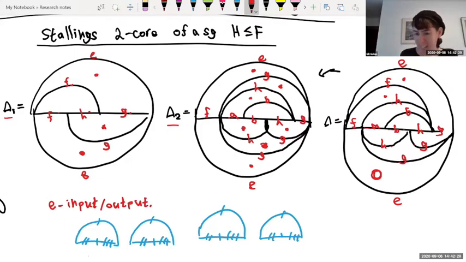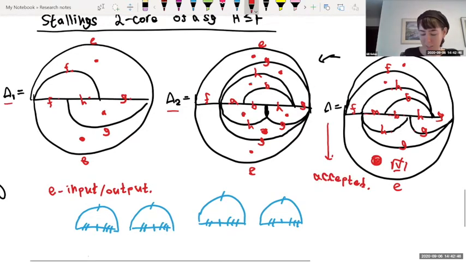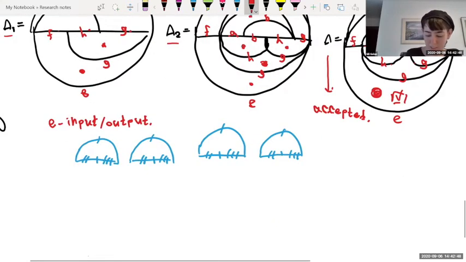And finally, this cell has to be mapped to the cell FGE in the core. And there is such a cell, so we can complete the mapping. And so we say that the diagram delta is accepted by the core. Okay, so delta is accepted by the core.